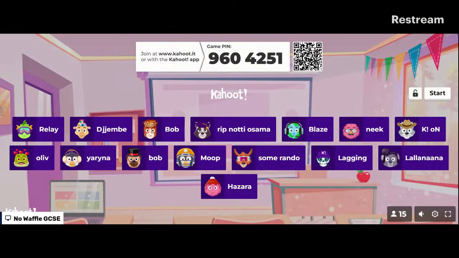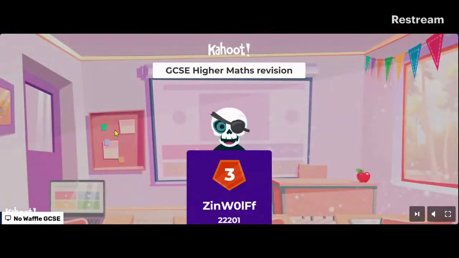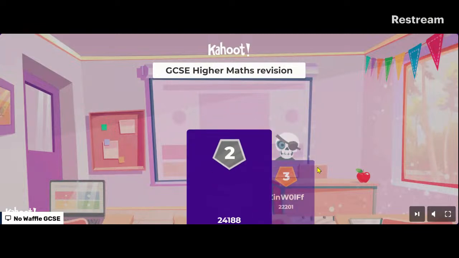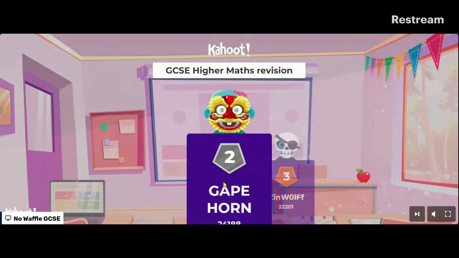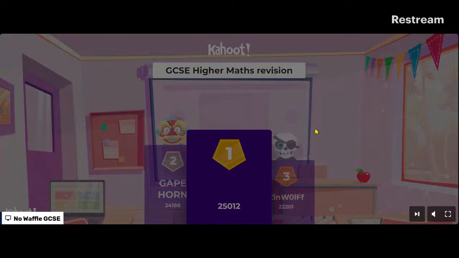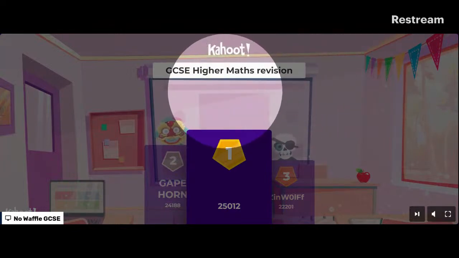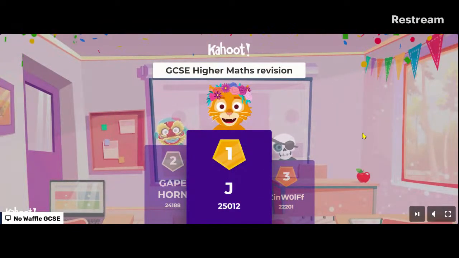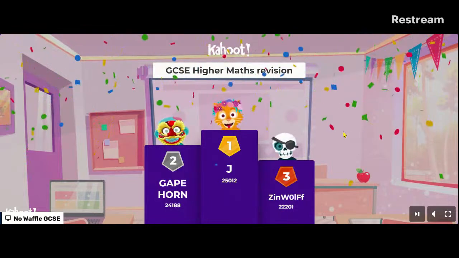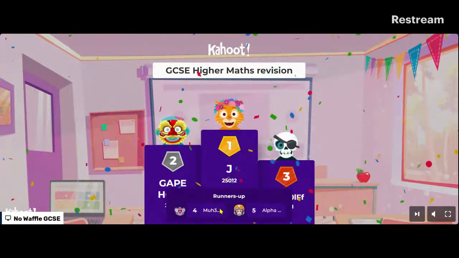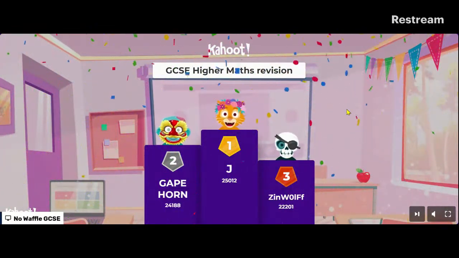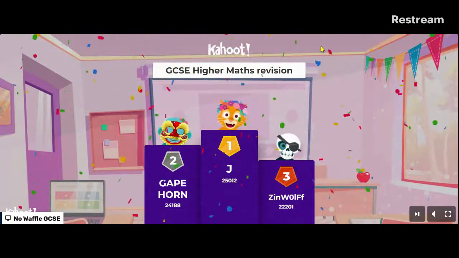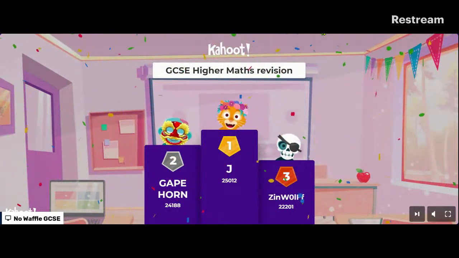Okay, and then you've got the podium for the last two groups. So you've got Zinwolf, third, well done. Second is Gape Horn, well done. And first place is J, well done to you guys. And fourth is, I can't see, it just says MUH. And fifth is Alpha, male, I think that was. Well done to you guys.